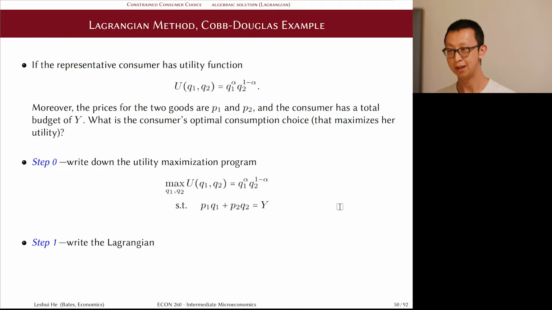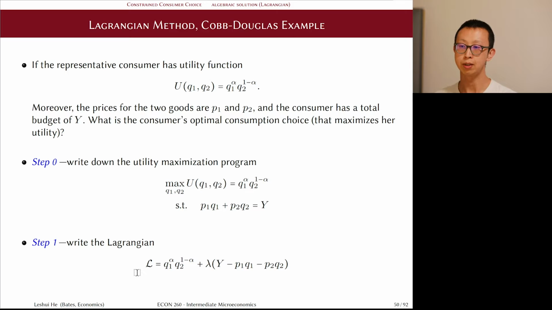All right, let's compare notes again. This is the Lagrangian I wrote down. The Lagrangian in our case now is the objective function. Now it's very specific. It's a Cobb-Douglas utility function with the parameter of alpha, plus lambda, the Lagrangian multiplier, multiplied by the cleared out version of the budget constraint, which is budget minus the total expenditure on the goods. And that's it. Now with this Lagrangian written down, the next step is to take first order conditions with respect to the two control variables and the Lagrangian multiplier.